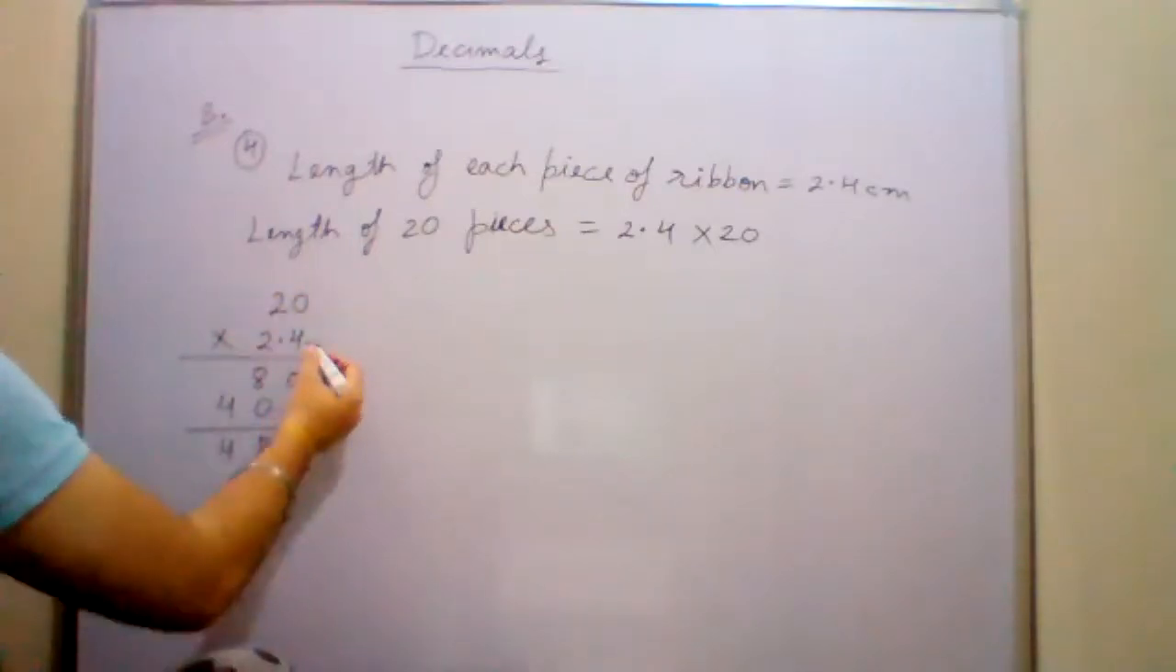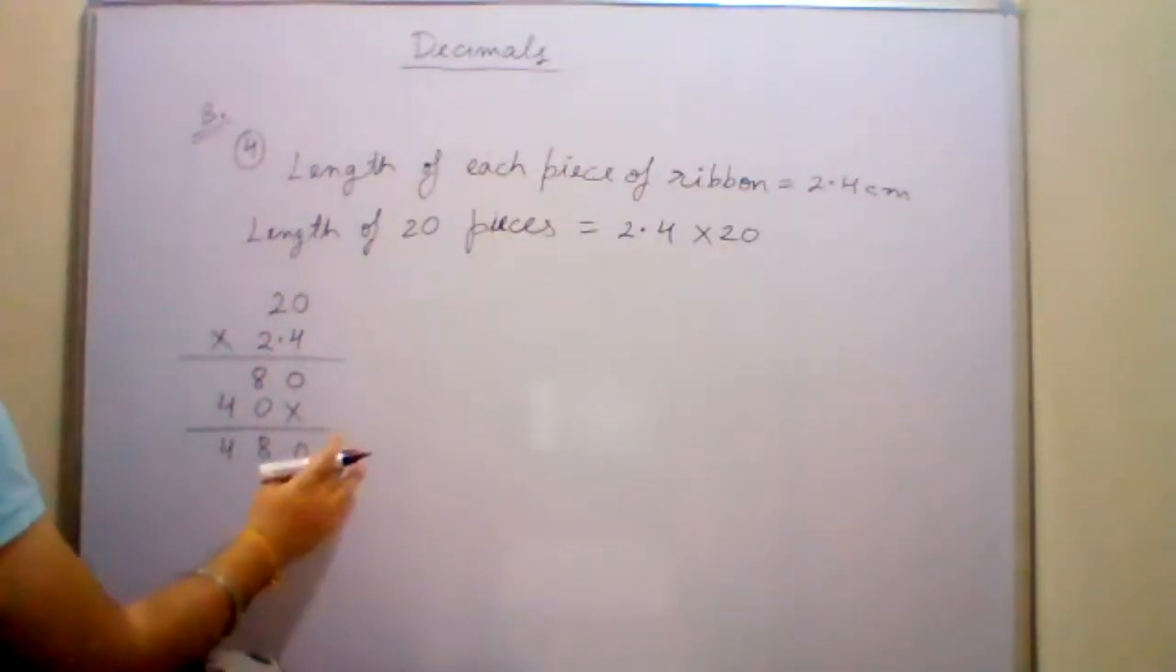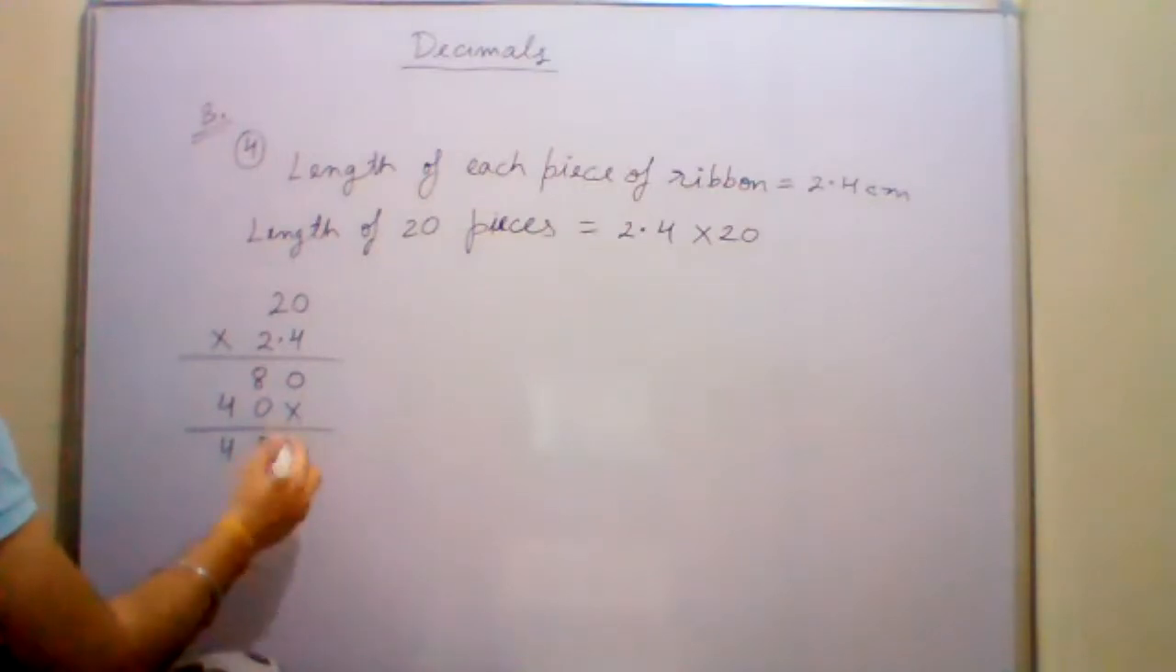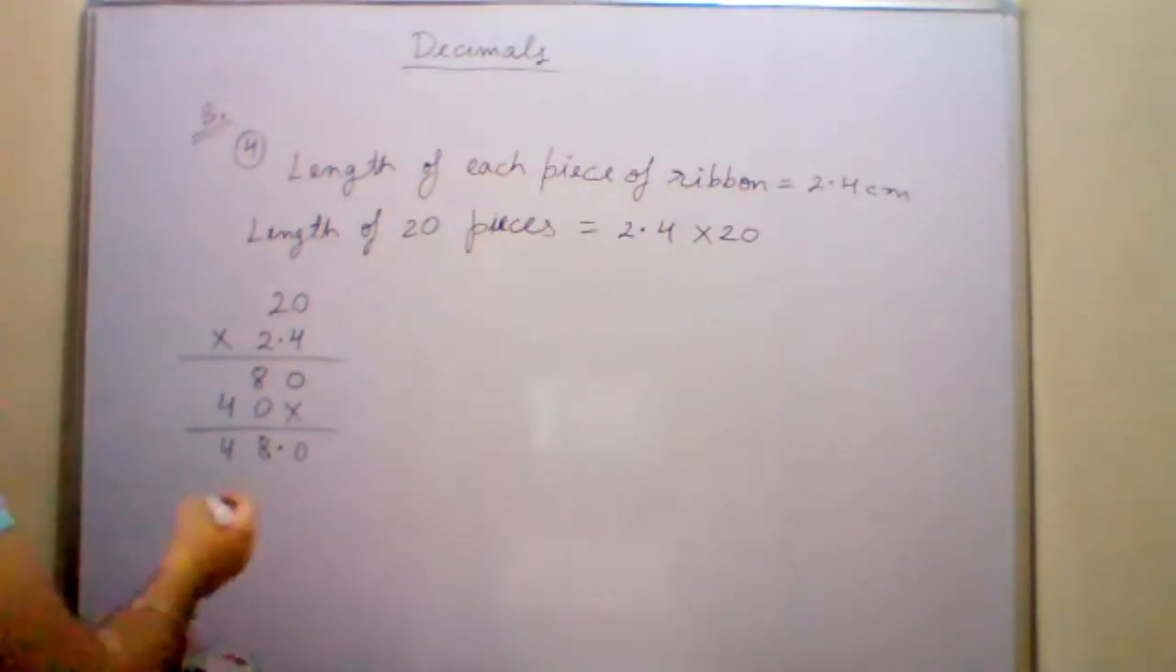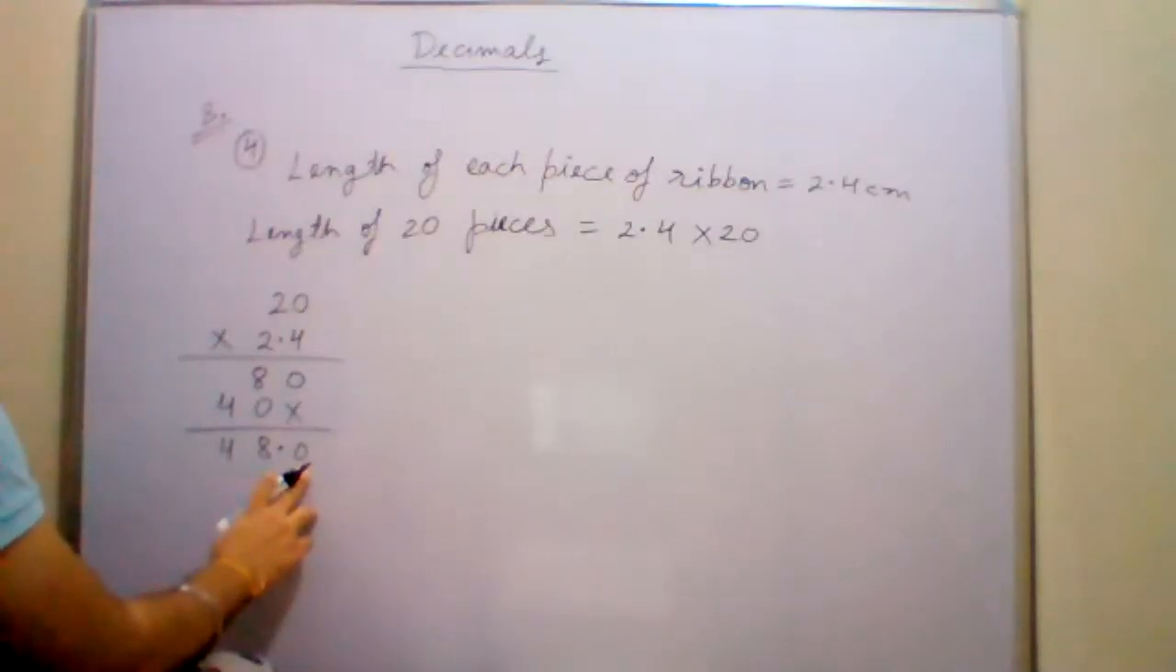Total how many decimal places? Only one decimal place is there. So you have to put the decimal leaving one place from the right side. So 48.0. The answer is 48.0.